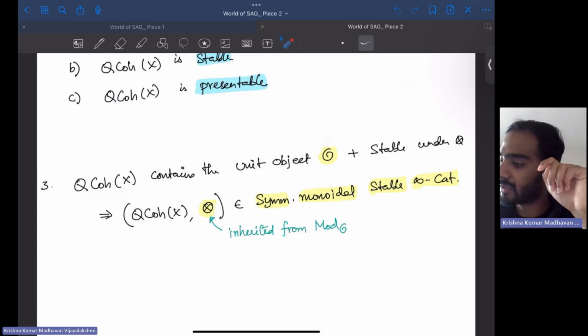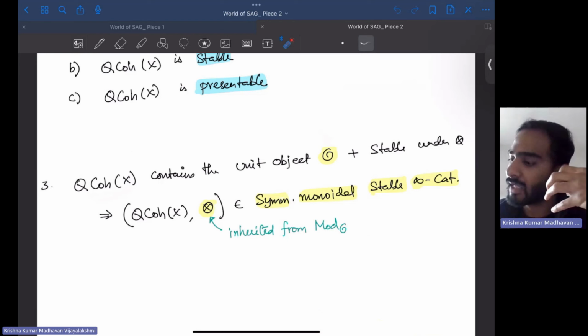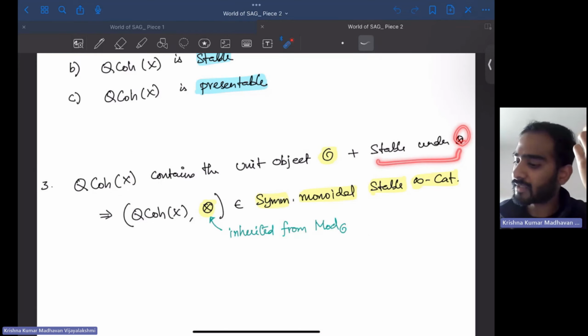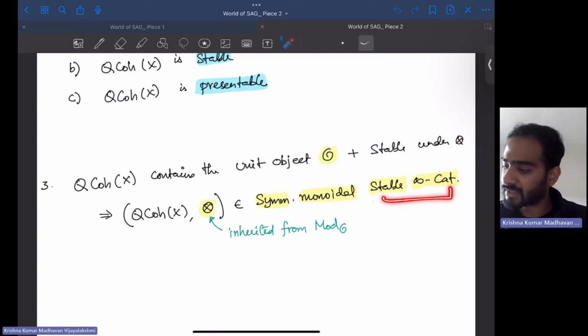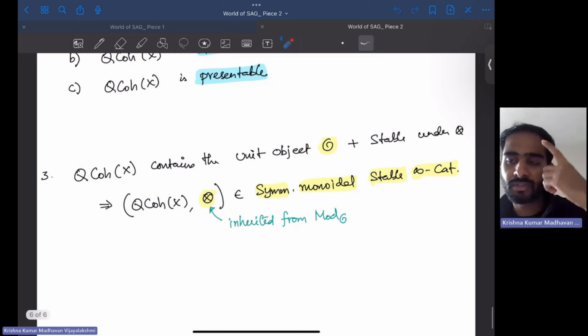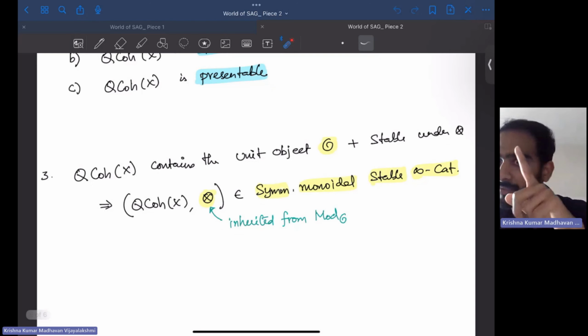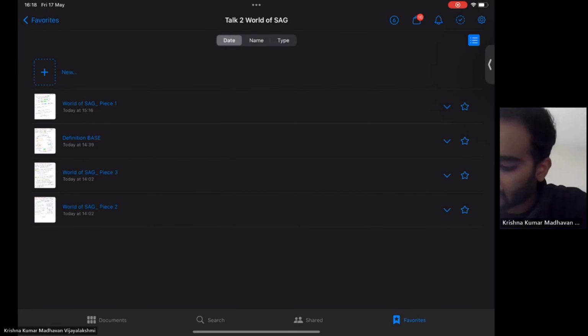So it means that it sort of gives the notion of unit objects in this setting, and also it is stable under the derived tensor product, which means that this whole category can be seen as a symmetric monoidal stable infinity category. So remember that also the category of spectra was once this example. So this is the second example of a stable infinity category, which has this symmetric monoidal structure.